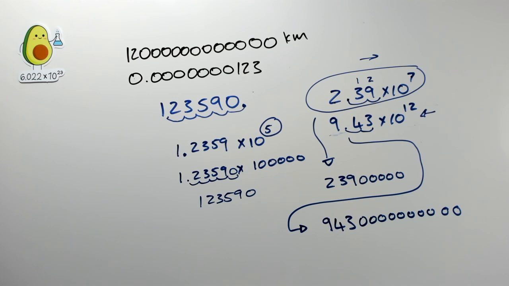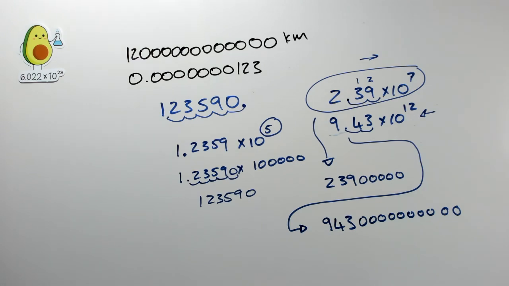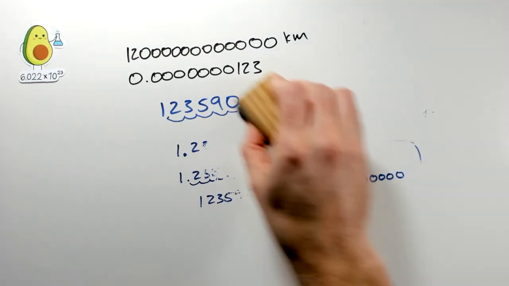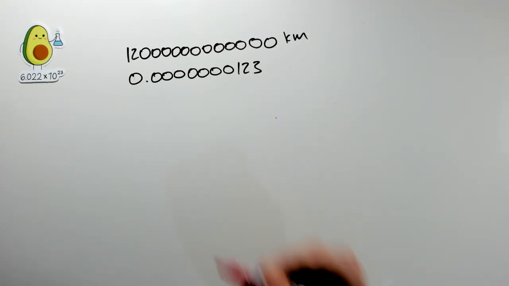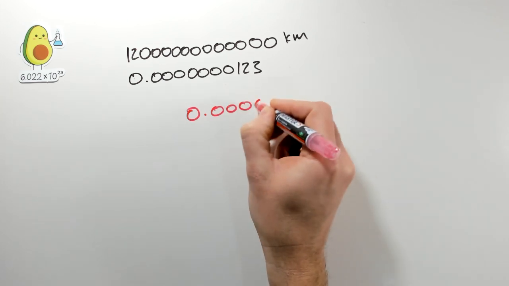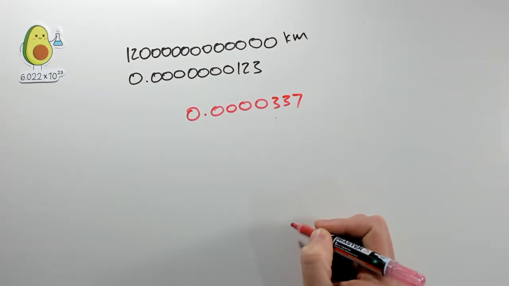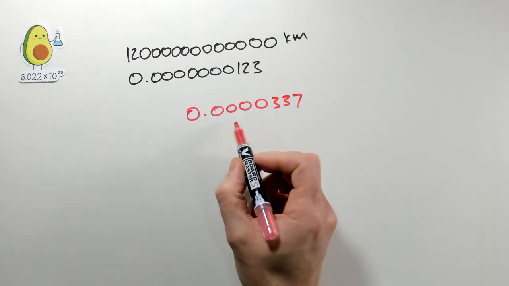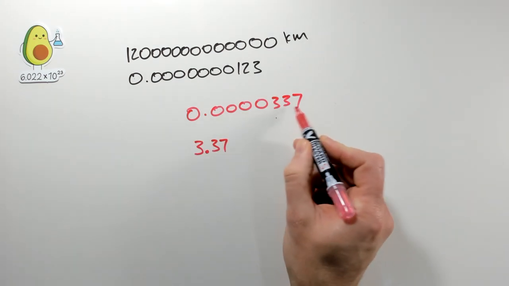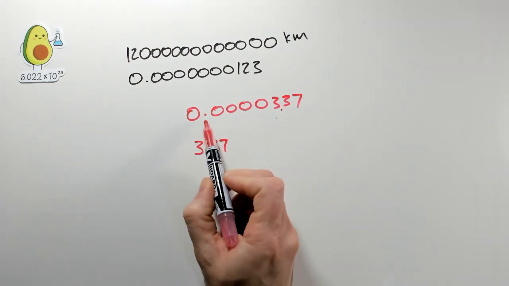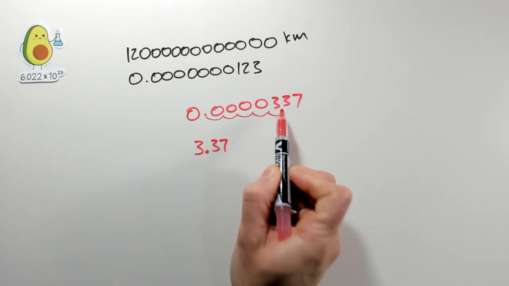Let's say I had a really small number and I wanted to write it, what would that look like? So let's just rub this off. If I had a really small number, let's say 0.0000337, and I wanted to write this in standard form, I want to have the 3 in the front, followed by a decimal and the 37. So I want the decimal there, but the decimal is currently here. So it's going to have to move 1, 2, 3, 4, 5 places.